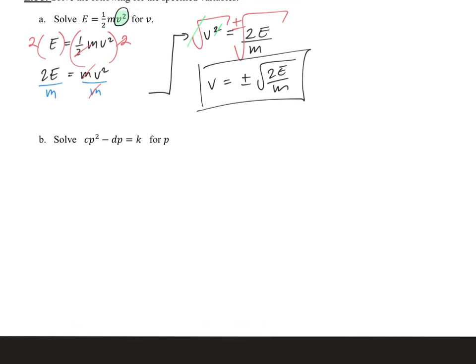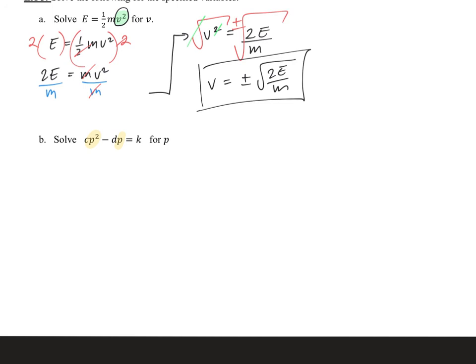All right, last one. We're told to solve this for p. So let's take a look at our equation. Where's p? We have a p squared and then a p. How would I solve that? I can't use the square root property because I have that p to the 1 power going on, so no square root property. I can't use zero factor property.